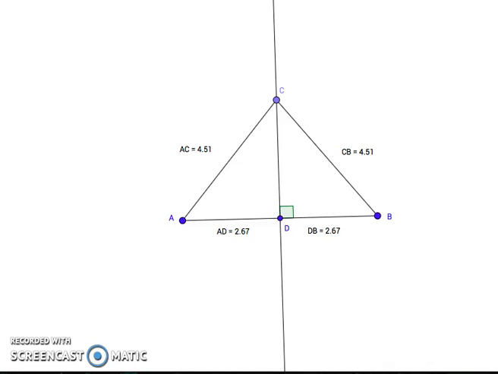Today we're going to talk about the theorem of perpendicular bisectors and the endpoints theorem. If a point lies on a perpendicular drawn through the midpoint of a line segment, then the point is equidistant from the endpoints of the line segment.